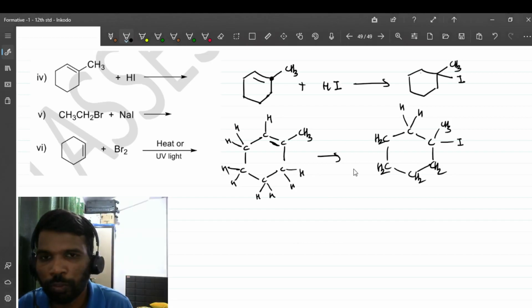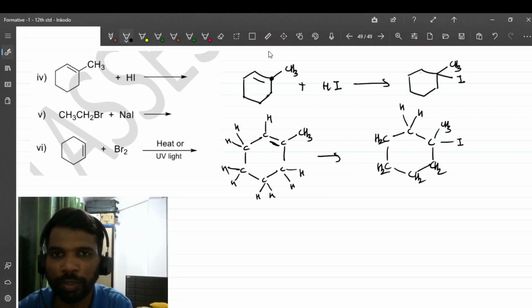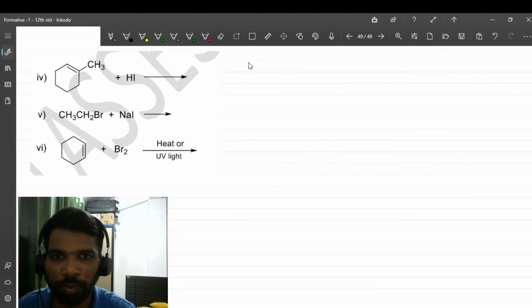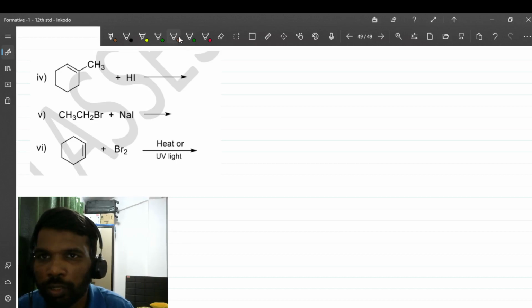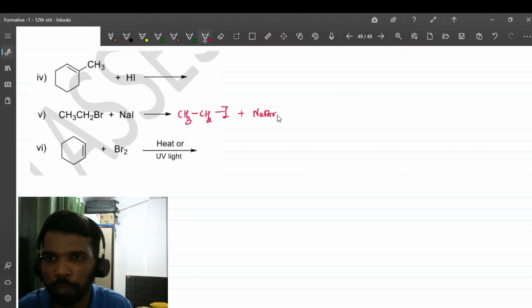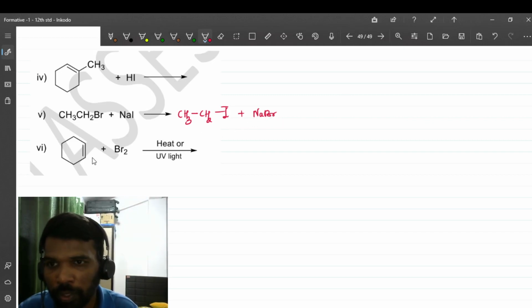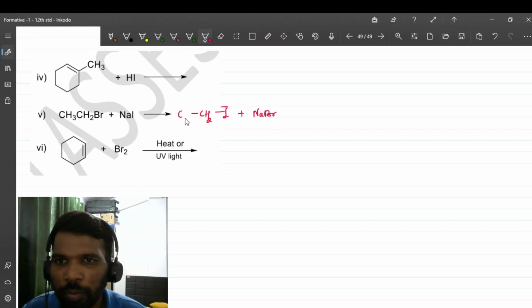Okay. Next question. Question number five over here is this. This question is a halogen exchange reaction. The product is this, CH3CH2I. This is a main product, and NaBr is a byproduct for this. This is Wilkinson reaction. This is free radical halogenation, but where the things are going to substitute, where Br is going to get substituted in this. Very important. We'll learn this.